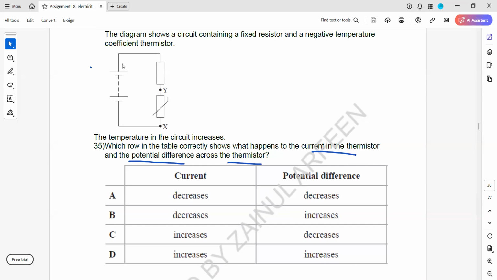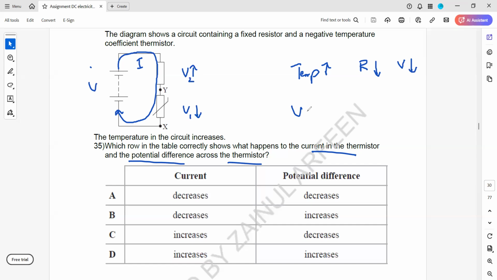What happened to the total current in the circuit? And what happened to the potential across this thermistor? Remember, the thermistor is a negative temperature coefficient. So if we increase the temperature, the resistance of the thermistor will decrease. And as resistance is directly proportional to voltage, the voltage will also decrease. The voltage across one component will decrease and across the other component it will increase. The sum will remain constant. If this is V1 and V2 and the total is V, the sum of V1 and V2 will be constant. V1 is decreasing, so definitely V2 should increase.